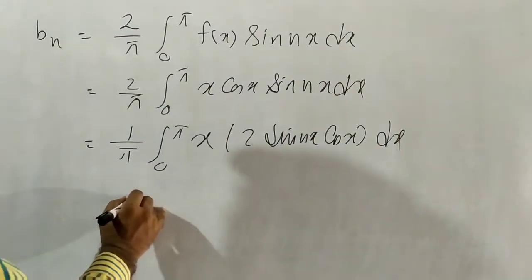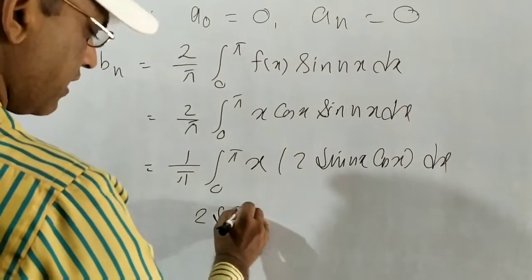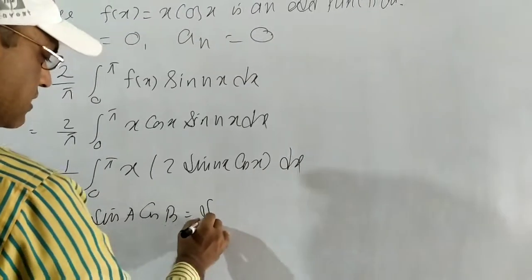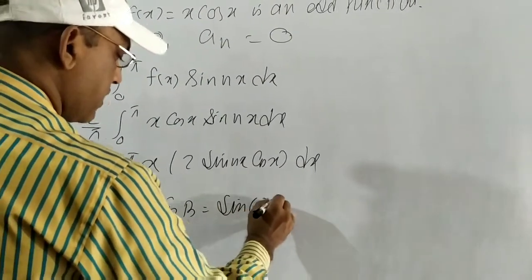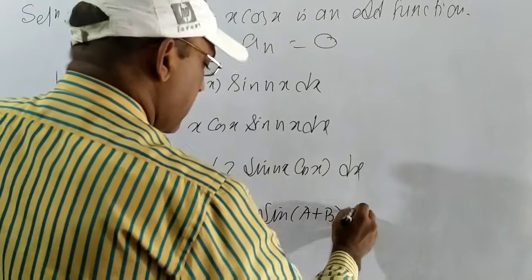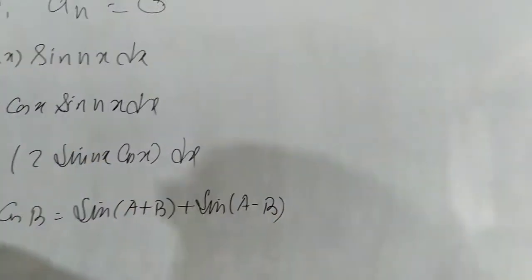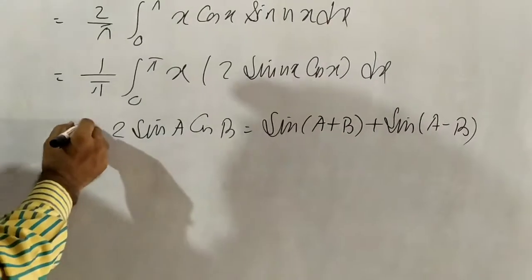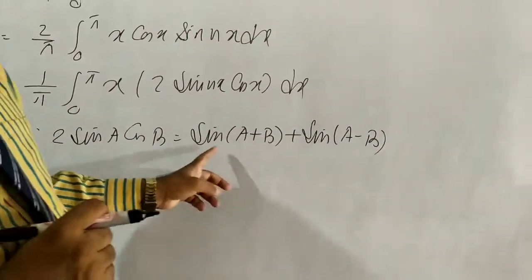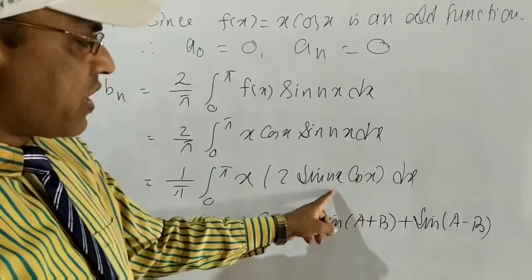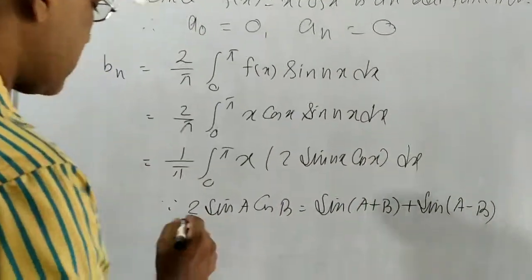Now we know this formula: 2 sin a cos b equals sin(a plus b) plus sin(a minus b). We know this formula. So we assume this is 2 sin a cos b.